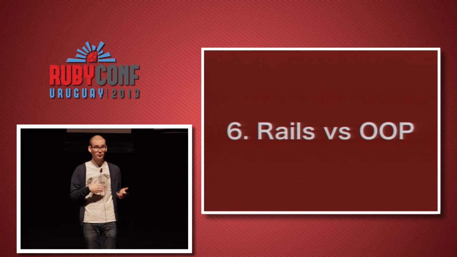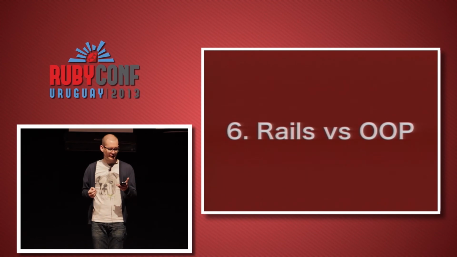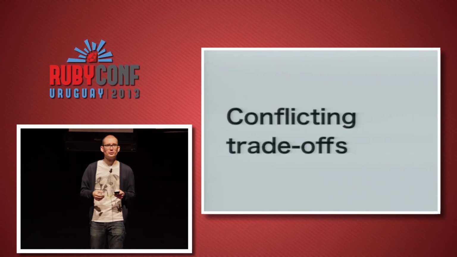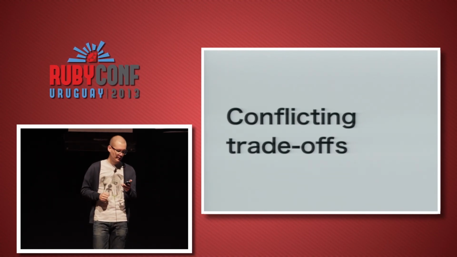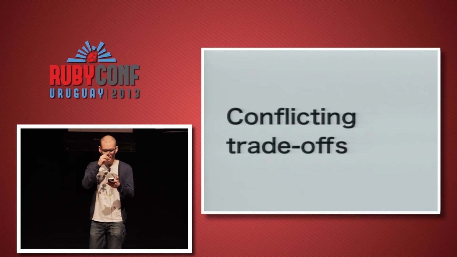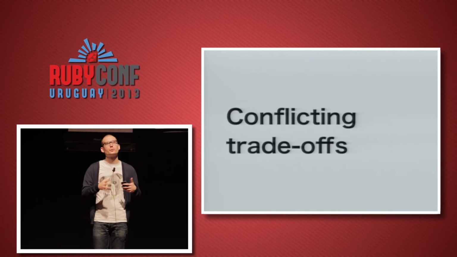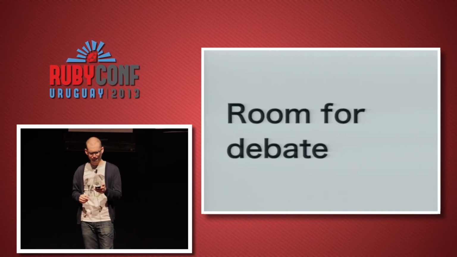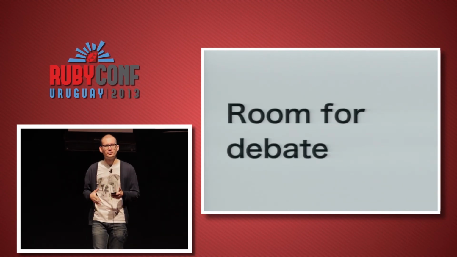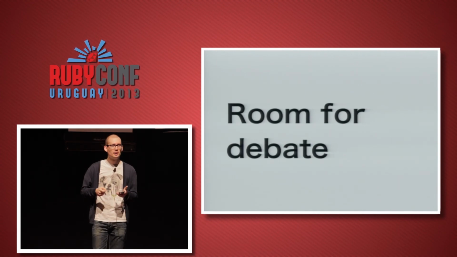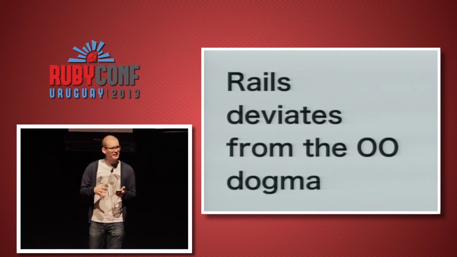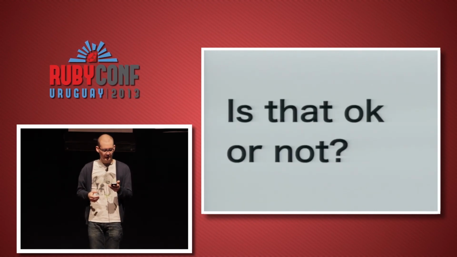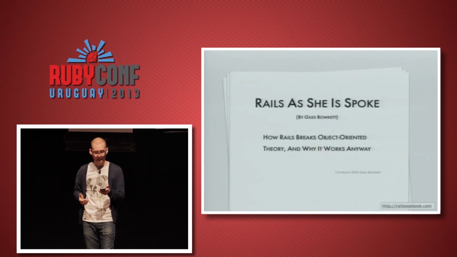So, in this talk so far, we've seen only a few aspects of software design that we can apply to our code. The problem is that, as we've seen, often these principles conflict with each other, and we'll have to choose which one we want to prioritize in each case. There will always be room for opinion, and there will always be room for debate, for discussion in the community. Everyone agrees that Rails deviates from the object-oriented dogma in many ways. The question is whether that's a good thing or not.